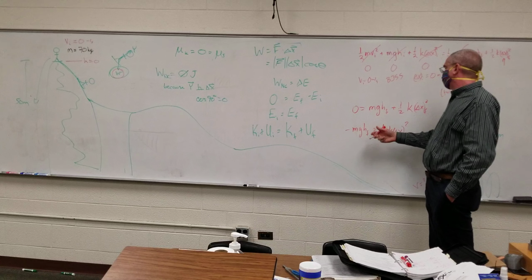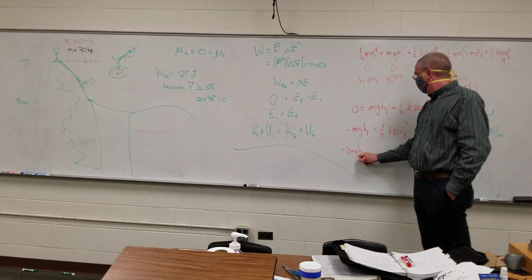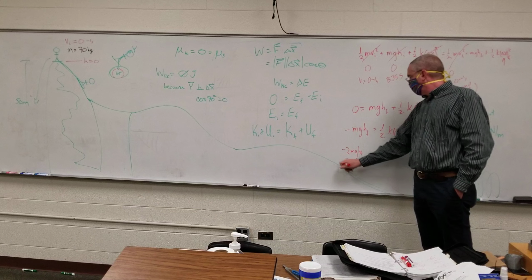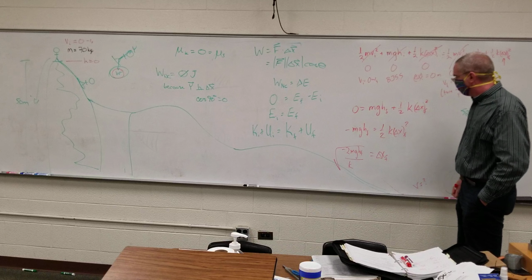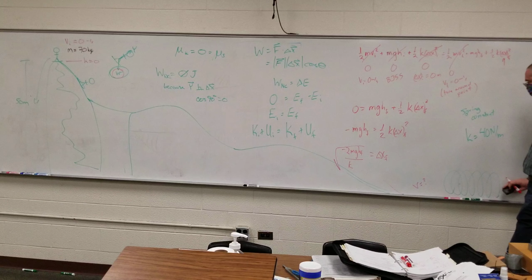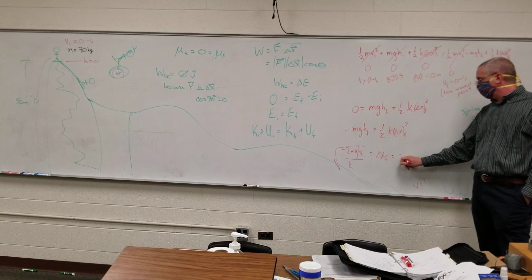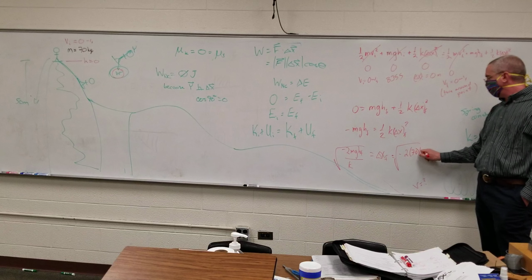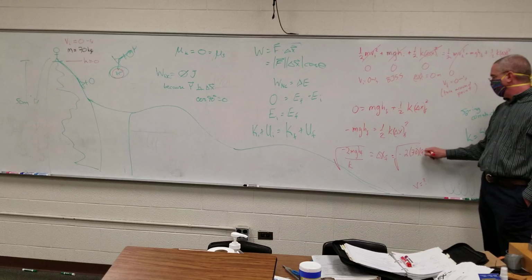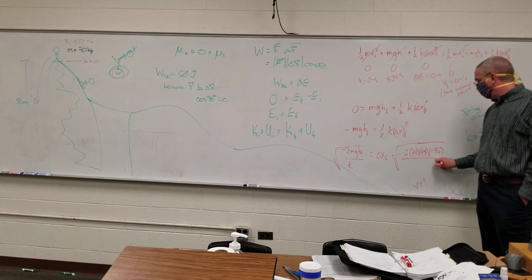Now, since I'm here, multiply by 2. Divide by k. Get the square root. So we get the square root of -2 times 70 times 9.8 times -50 divided by 40.